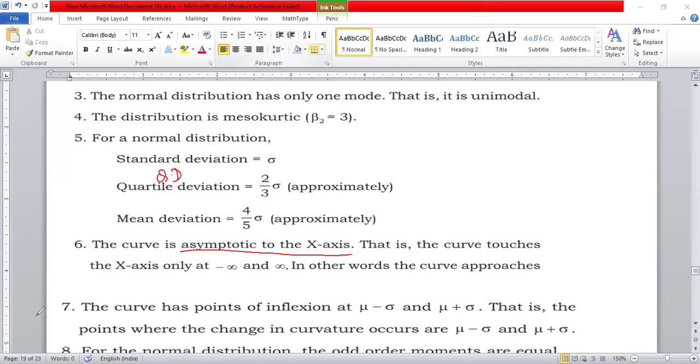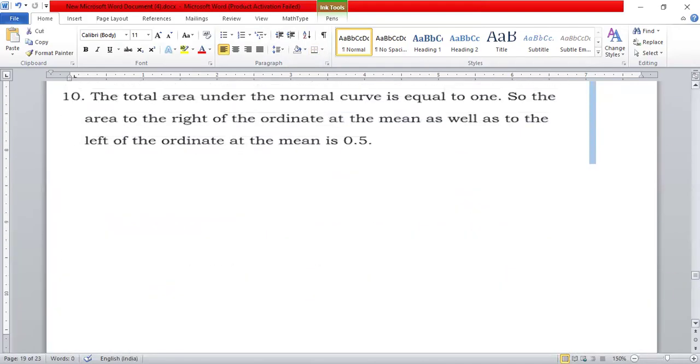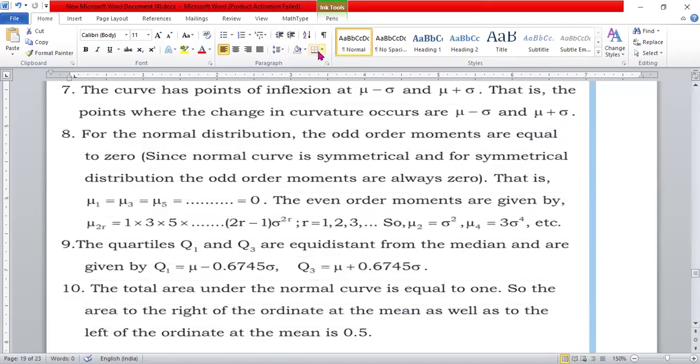Similarly, property number 7: the curve has points of inflection at mu minus sigma and mu plus sigma. Enough to write that. They can ask for the properties of the normal distribution many times. So write any 5 properties of the normal distribution, as it is possible in questions 27 and 28 also. Remember, any 5 easy points, just remember them yourself.